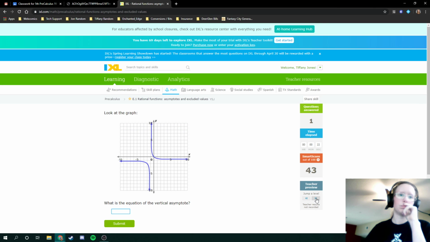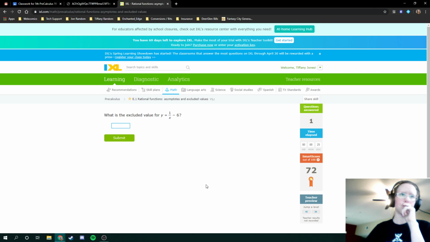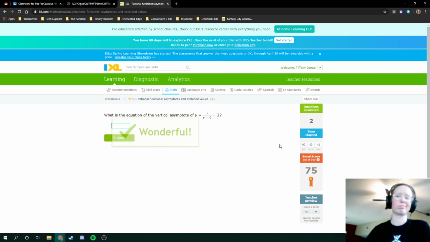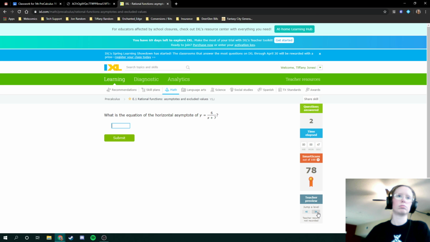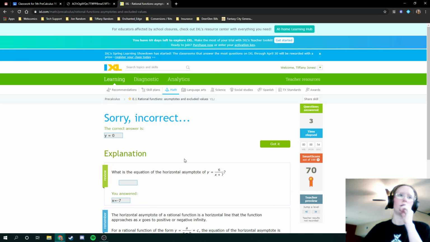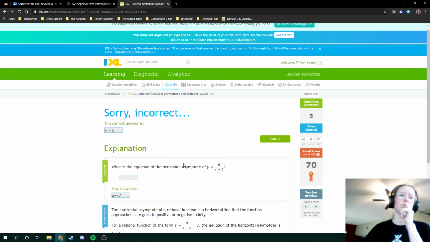Jump up a level. This one says, what is the excluded value for y equals 1 over x minus 6? So it's really getting at our vertical asymptotes again. It's like, what value can't be plugged into the equation or goes undefined? Yeah, so this would be like x equals -7. Whoa. That was wrong.